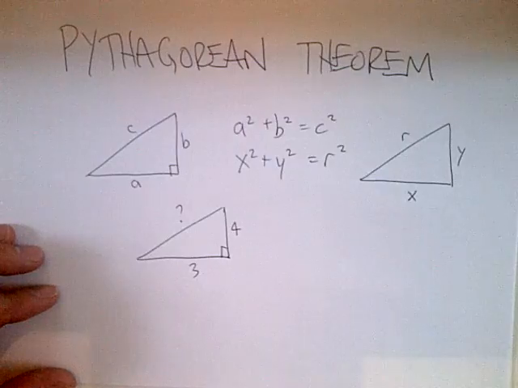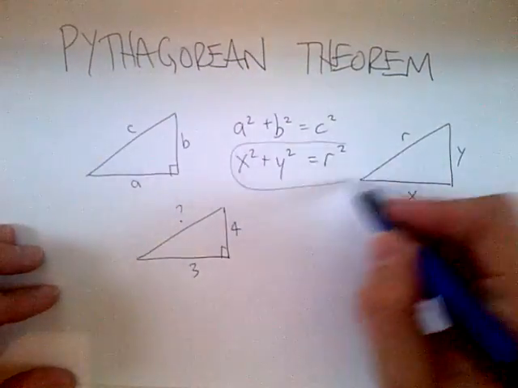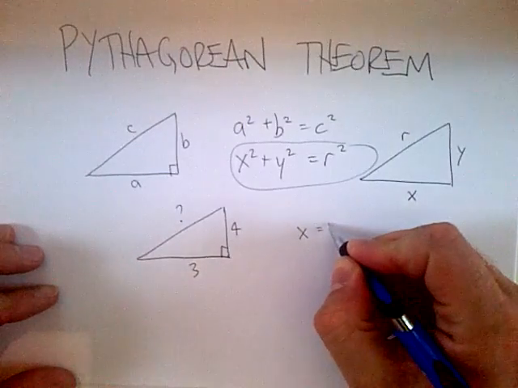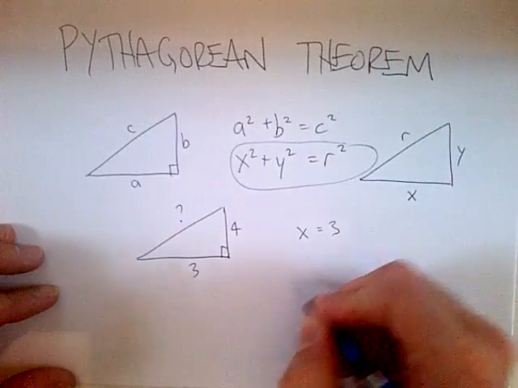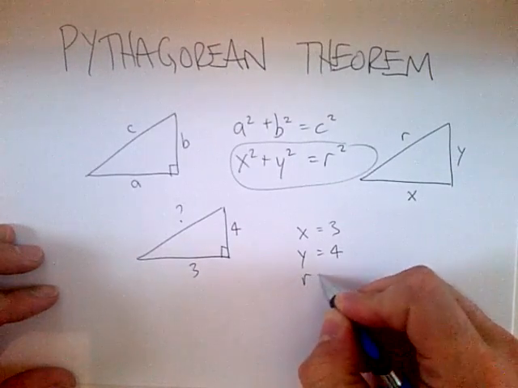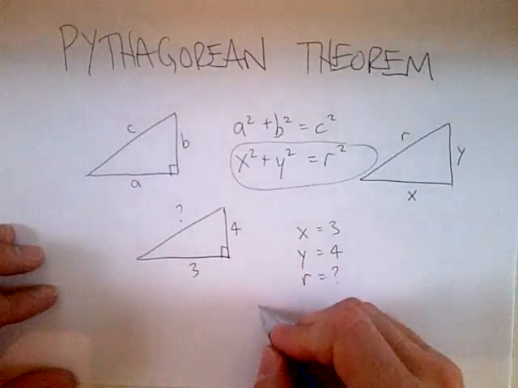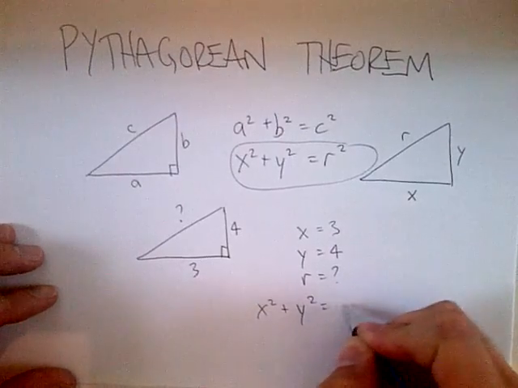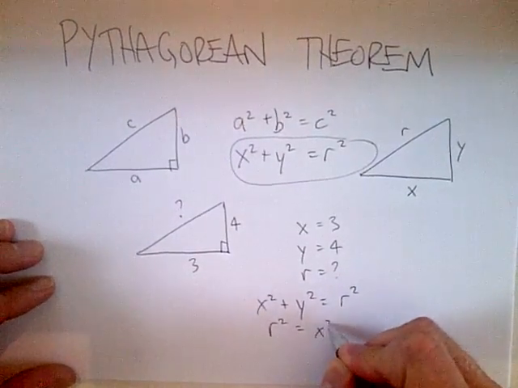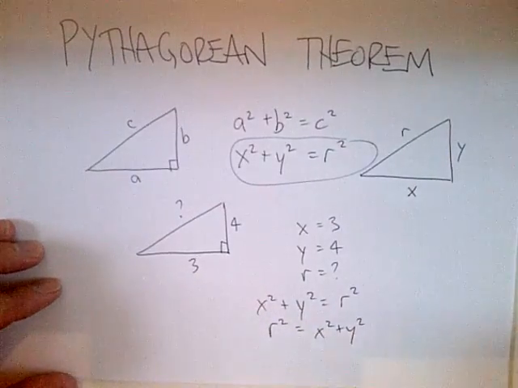So I think your math textbook uses that one, x, y, and r. So we can say x equals 3 and y equals 4. What's r? Well, x squared plus y squared equals r squared. That would mean that r squared equals x squared plus y squared. So we can do that.